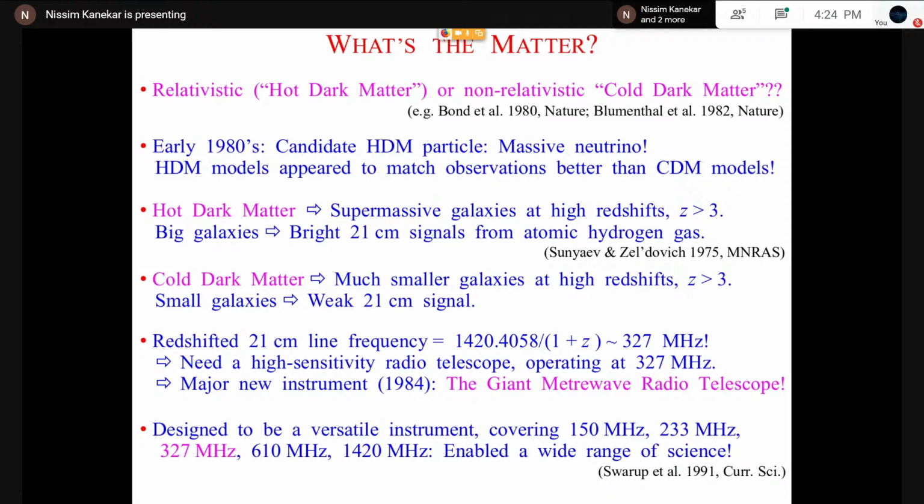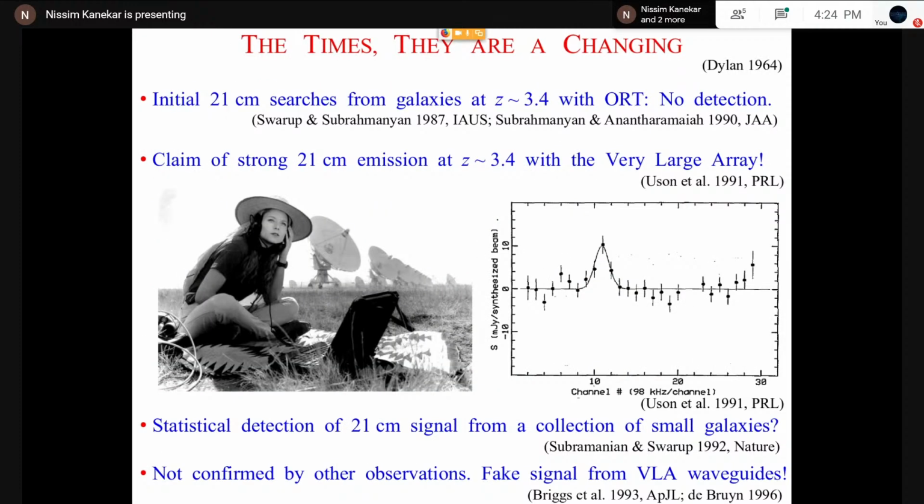So they started building the GMRT. They got funding approval in 87, as I mentioned last week. And then they started building it in the 90s. Unfortunately, things were changing. And so while the GMRT was being built, Govind is not a person who would just sit back and wait for a telescope to be built. He wanted to do stuff. So along with Ravi Subramanian, who was an outstanding PhD student at the UTI group in the 80s, Govind started the first 21 centimeter searches from galaxies at redshifts of 3.4.